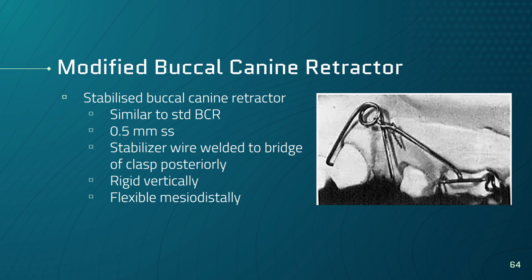Okay, the next modified buccal canine retractor is what is known as a stabilized buccal canine retractor. Again, it's similar to the standard buccal canine retractor made from 0.5 millimeter stainless steel wire, but here we have a stabilizer wire which is welded to the bridge of a clasp, for example, the bridge of an Adams clasp posteriorly, and it is also attached to the buccal canine retractor. Again, this makes the retractor rigid in the vertical direction but flexible mesiodistally.